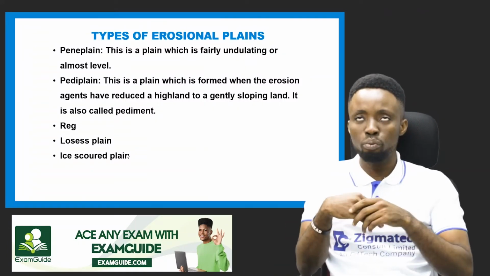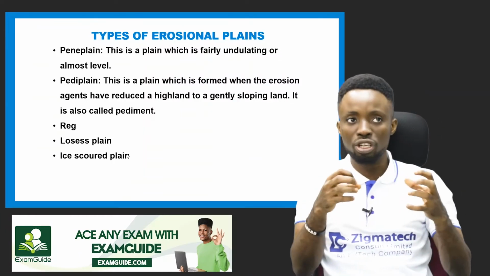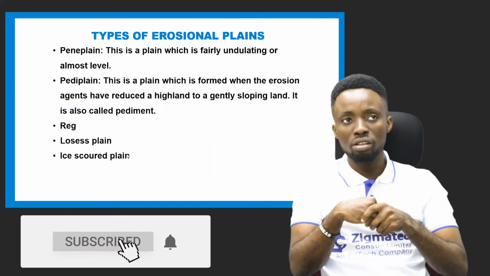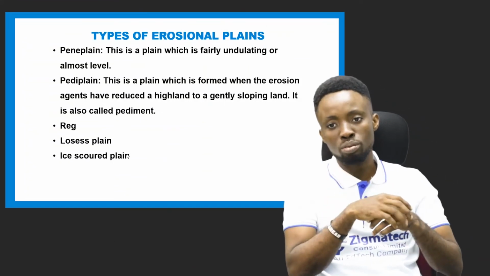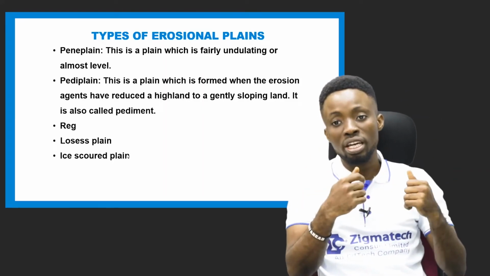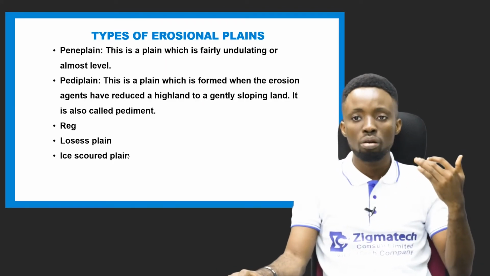Then we have erosional plains in the desert region that are rocky in nature. We call it the reg erosional plain. Then the sandy erosional plain is referred to as the loess plain. Then the erosional plain that is caused by the action of ice is referred to as the ice-scarred plain.